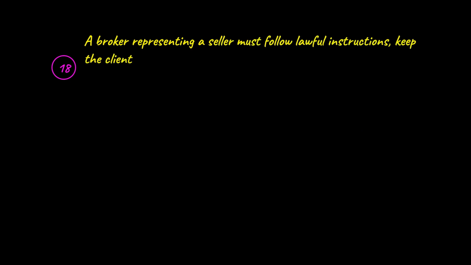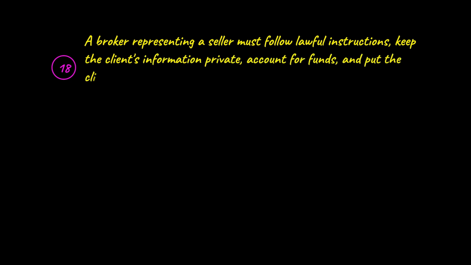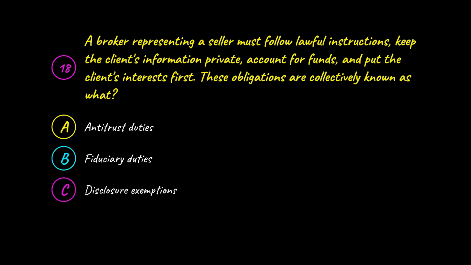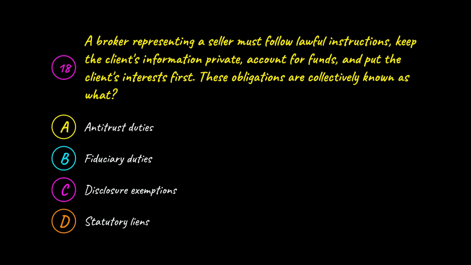Question 18. A broker representing a seller must follow lawful instructions, keep the client's information private, account for funds, and put the client's interests first. These obligations are collectively known as what? Your options are A. Antitrust duties, B. Fiduciary duties, C. Disclosure exemptions, D. Statutory liens. Take a second. Which answer would you pick?